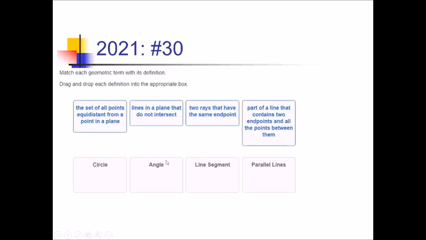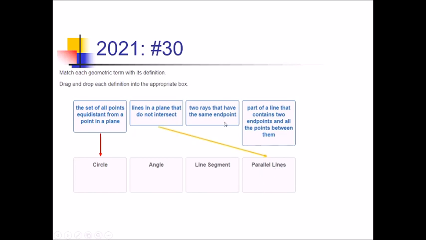On this one, all we had to do was match up each of these definitions with the term that it goes with. So I'll just go from left to right here. The set of all points equidistant from a point in a plane, that would be a circle. Circle goes the same distance in every direction from its center, that distance being called the radius. Next, we have lines in a plane that do not intersect. Non-intersecting lines, that's going to be parallel lines.